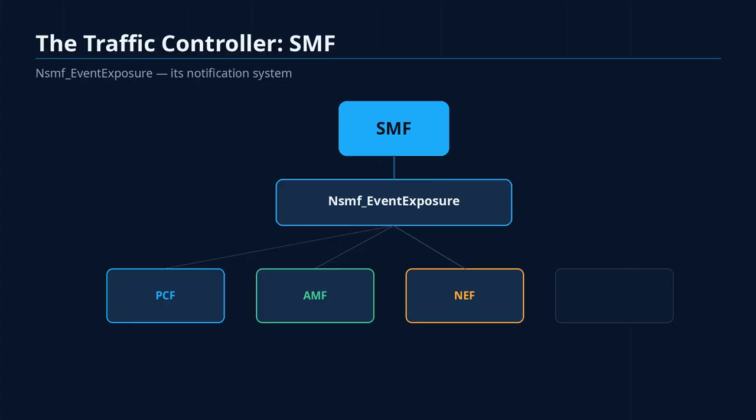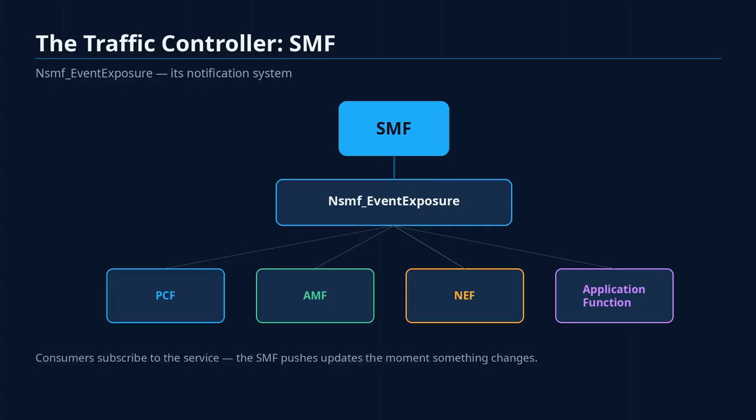Who actually subscribes to these updates? Three main consumers. The Network Exposure Function, NEF, which can pass session information out to trusted third-party applications. The Access and Mobility Management Function, AMF, which needs to stay in sync with your session as you move around the network. And the Application Function, AF, an outside service, like a video app, that talks to the 3GPP core network to get context about your session in order to serve you better. Each one taps into the exact same NSMF event exposure service to stay informed.